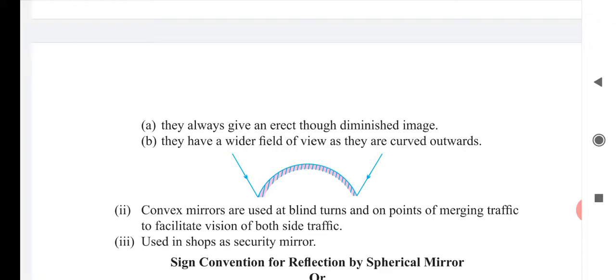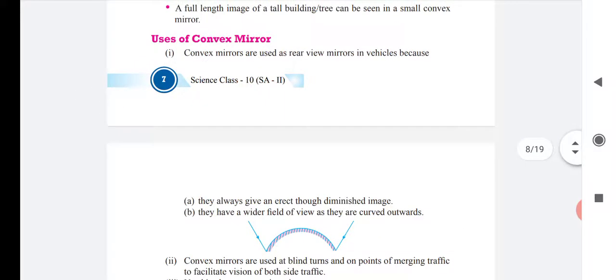So let's see the next application of convex mirror. Convex mirrors are used at blind turns. We usually see convex mirrors used in traffic signals, wherever the blind turns are, so you can see a convex mirror installed there to avoid accidents or to avoid merging of traffic. Next, it is used in shops as a security mirror. You can see in several shops they have convex mirrors for security. So these are the three applications of convex mirror.